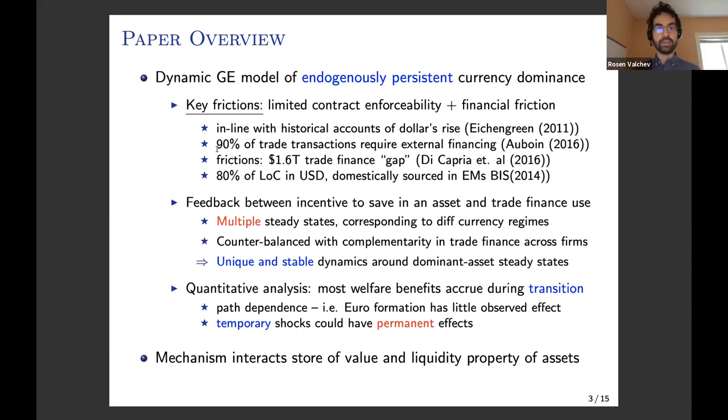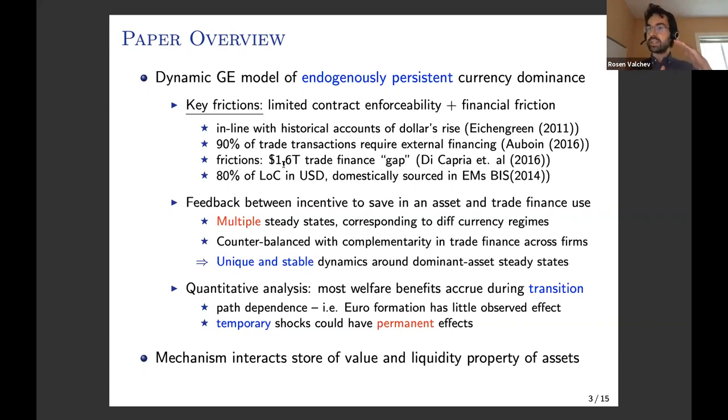The current landscape, if you look at trade transactions, international trade, 90% of it requires some sort of external financing. There's a paper by Obuan. But there are frictions in this trade finance world. People estimate that there's almost $2 trillion of a trade finance gap. What they do essentially is they aggregate trade finance applications that get rejected.